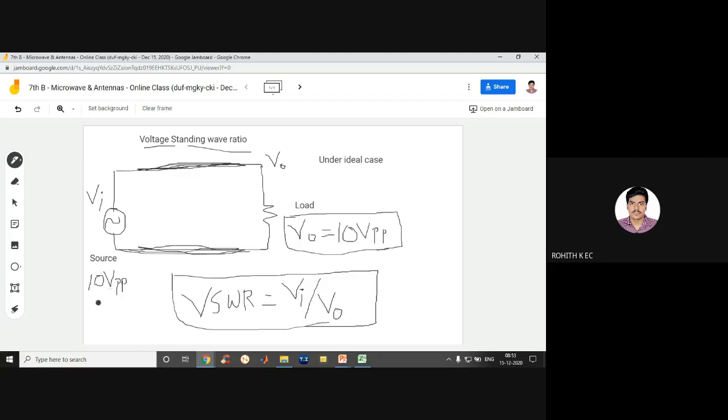Now what was my input voltage? My input voltage was 10. My output voltage was also 10. So what will be the value of VSWR? It will be 1. Output is 10. Input is also 10. Now this is under ideal case.